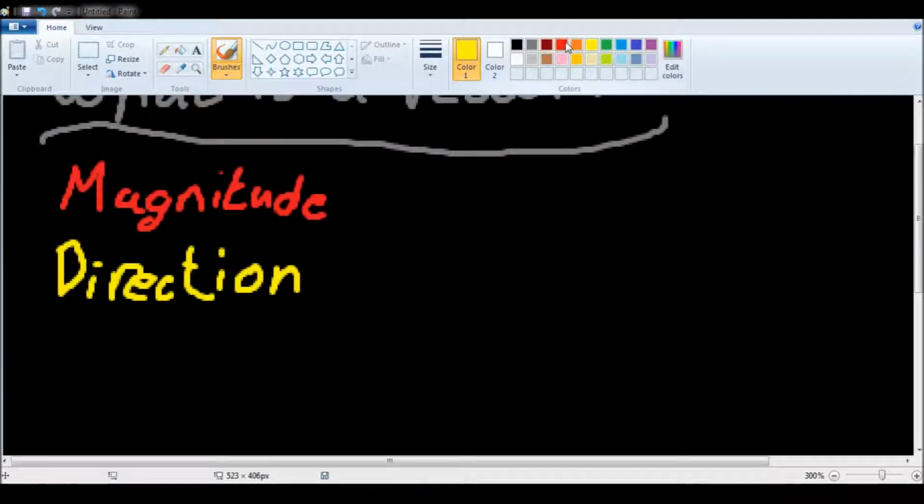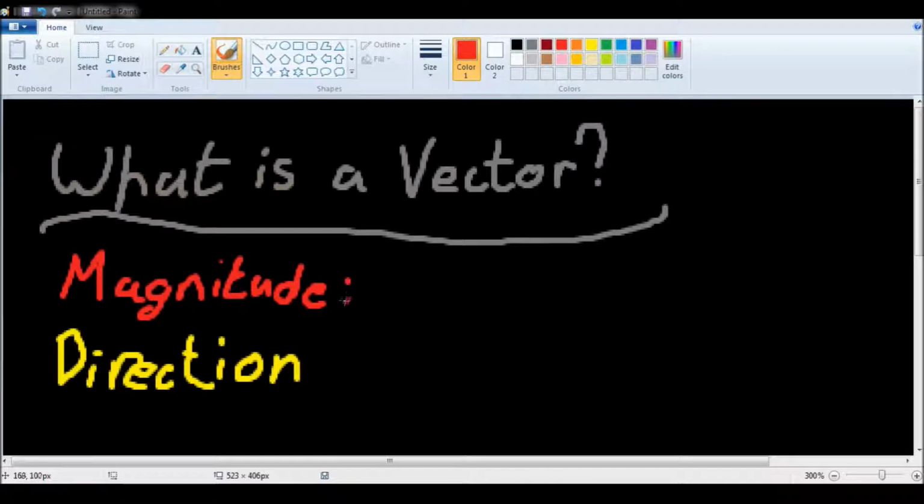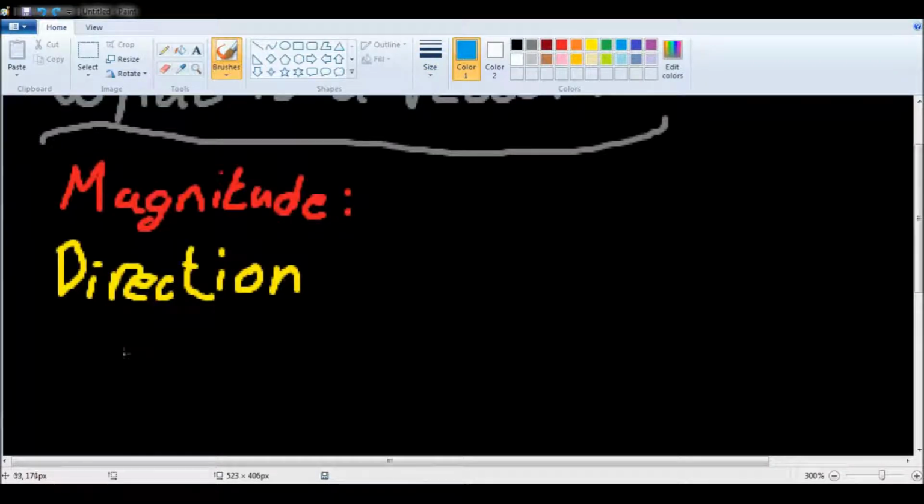So anyway, we have a magnitude, which is often denoted as the absolute value of the vector. So let's say, for example, we have a vector f. Let me go down a size here. Let's say we have a vector f.